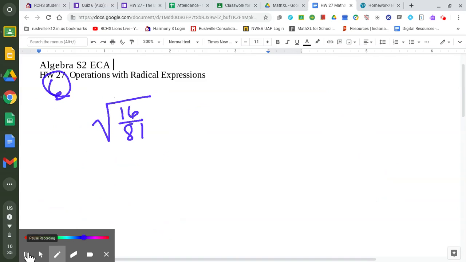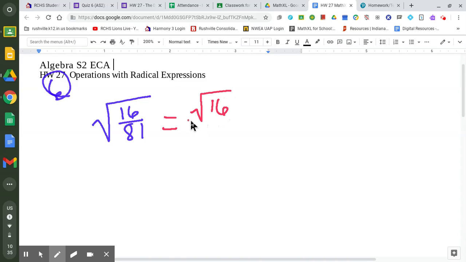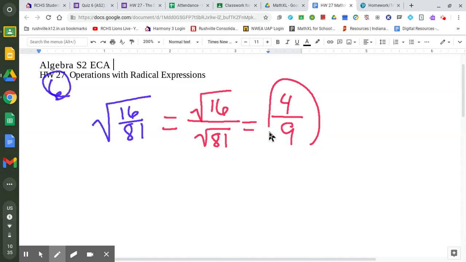So on number 6, we're dividing. So the first thing we generally do is rewrite this separated. So square root of 16 over square root of 81. And then in your calculator, you can do square root of 16, which is actually 4, over square root of 81, which is 9. And this fraction is reduced, so our answer is just 4 over 9.